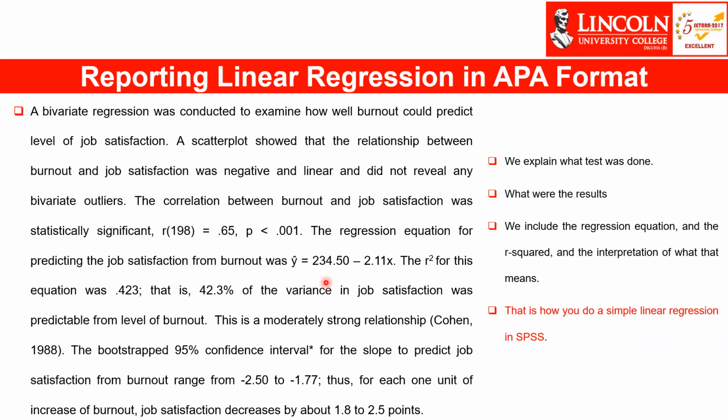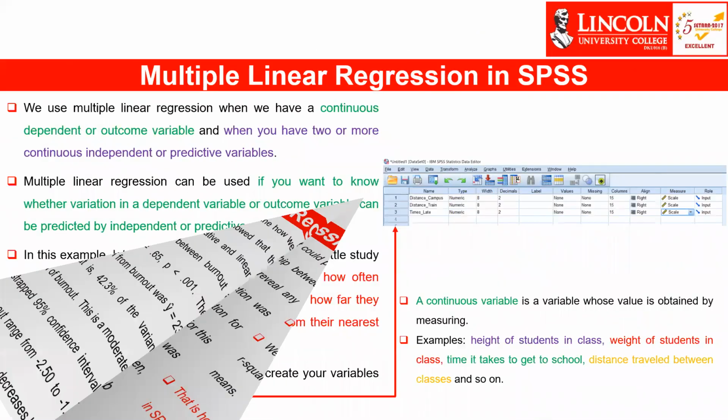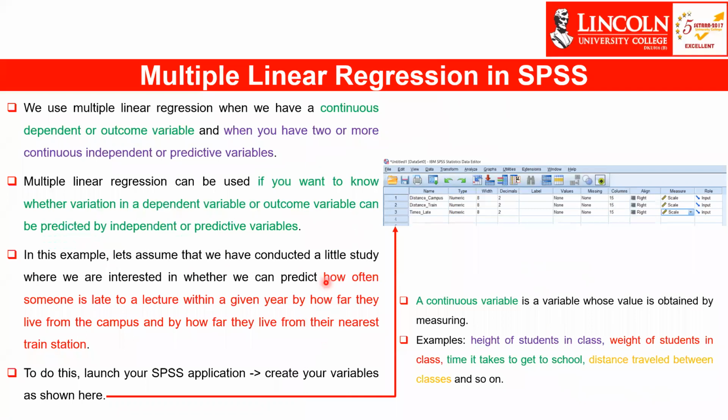Now, that is just a simple one. You may even have multiple linear regression. Now, let's look at this example of multiple linear regression. We use multiple linear regression when we have a continuous dependent or outcome variable, and when you have two or more continuous independent or predictive variables. Multiple linear regression can be used if you want to know whether variation in a dependent variable or outcome variable can be predicted by independent or predictive variables.